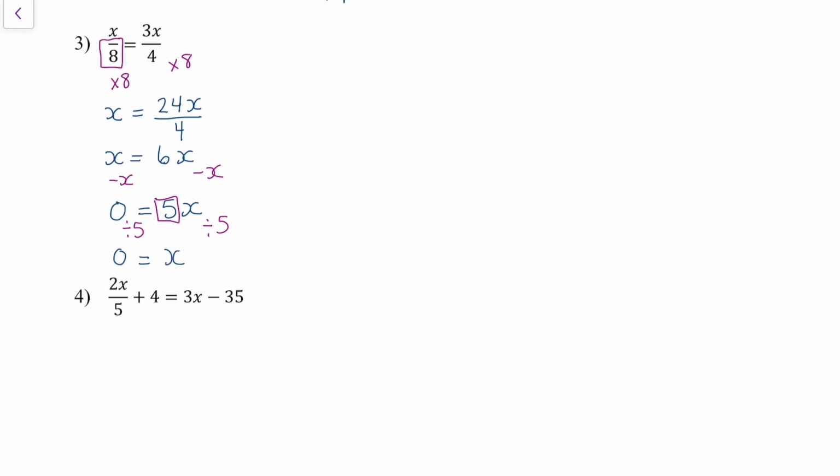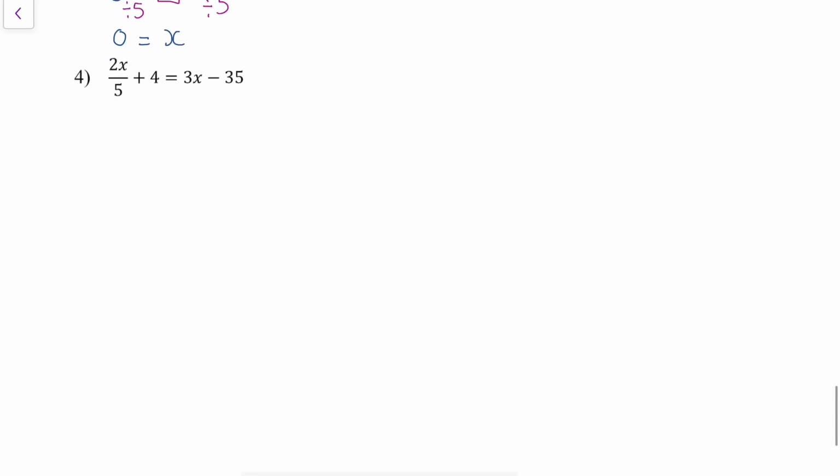And again, we can check this. Doing 0 over 8 equals 3 times 0 over 4. We get 0 equals 0 over 4, or 0 equals 0. And so we know it's worked out.